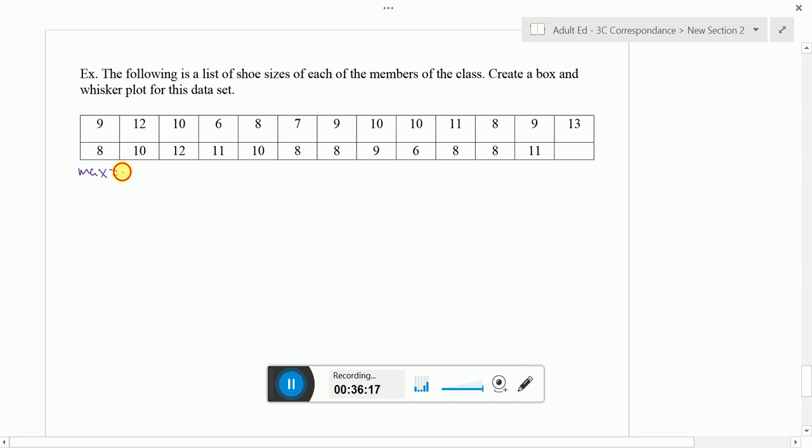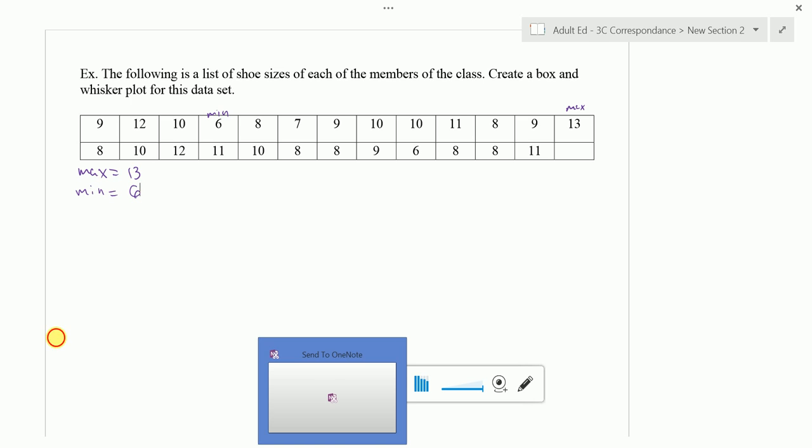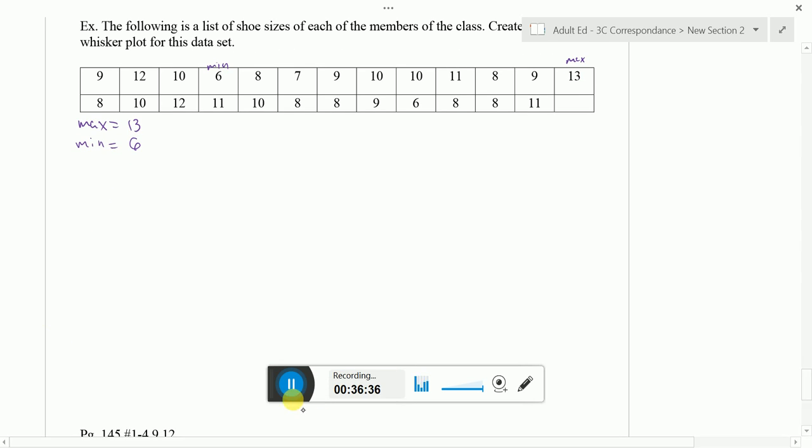Our max for this data, if we look at this, the biggest shoe size is 13. Our min, the smallest shoe size, is 6. To find the median, the Q1, and the Q3, you need to order the data from smallest to biggest.